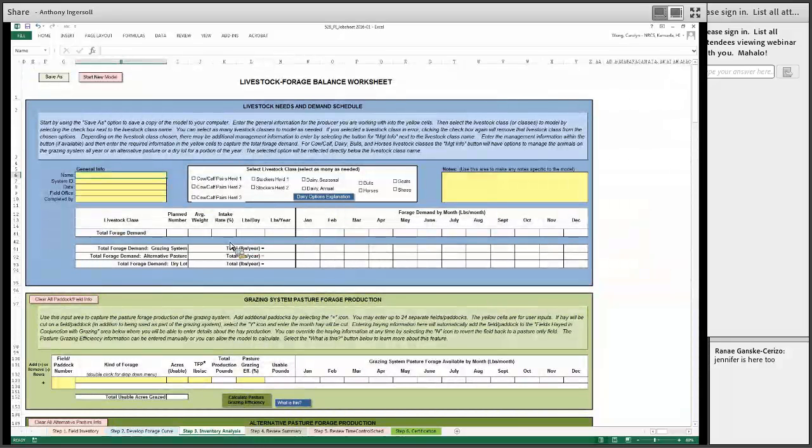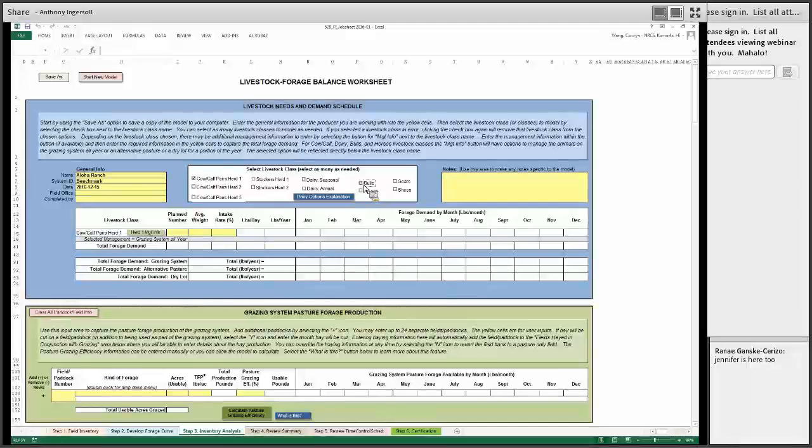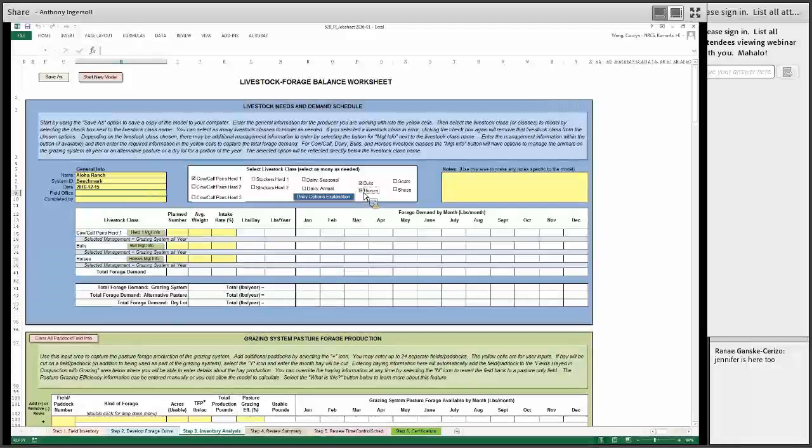Okay, so on the second tab, the Inventory Analysis tab, we're going to start entering some information. In the system ID, because I'm calculating the benchmark forage animal balance, I'm going to call it benchmark, and put in today's date. All right, so the client told us that he had a herd of cows and calves, a bull, and a horse. So I start by checking those off, and I'm going to start entering the information relative to those animals.